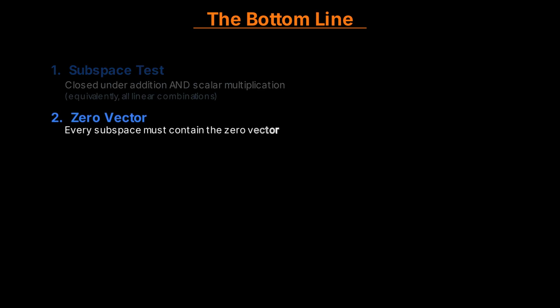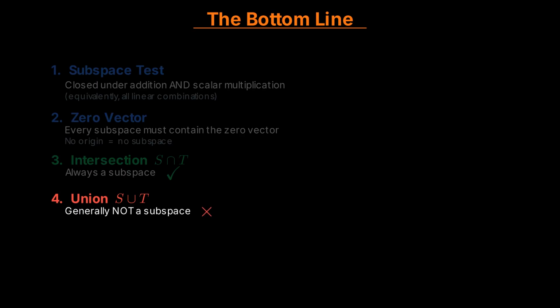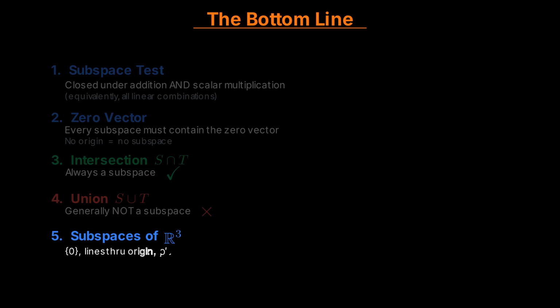Here's the bottom line. First, test a subspace by checking closure under addition and scalar multiplication. In other words, closure under all linear combinations. Second, every subspace must contain the 0 vector. No origin, no subspace. Third, intersections of subspaces are always subspaces, but unions generally are not. Fourth, the complete list of subspaces of R3 consists of just the 0 vector, lines through the origin, planes through the origin, and all of R3 itself.